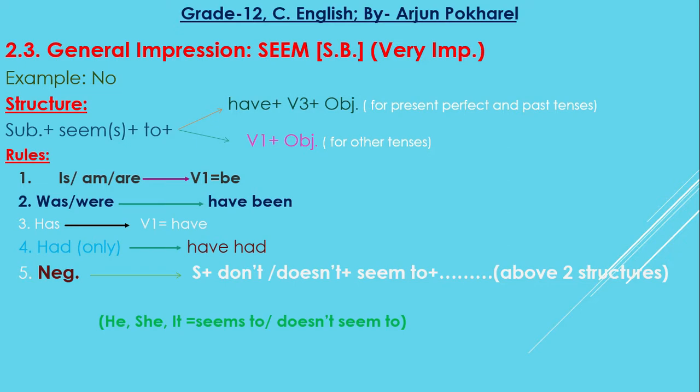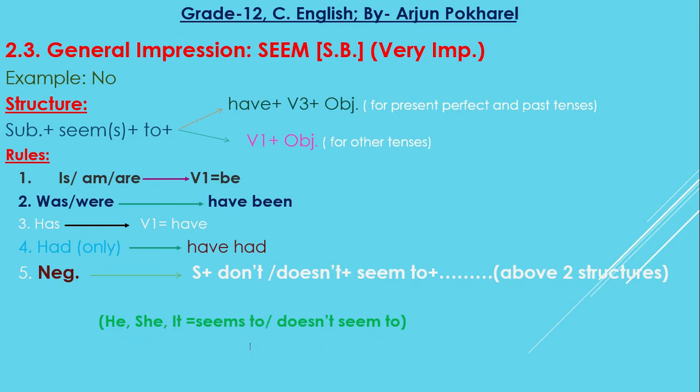With, let's say, he, she, it subject, we have to use seems to, or let's say doesn't seem to. Seems to, or doesn't seem to. For negative, you have to write doesn't seem to, for he or she or it, because these are singular subjects. With singular subjects you use seems in positive form, and doesn't seem in negative form.